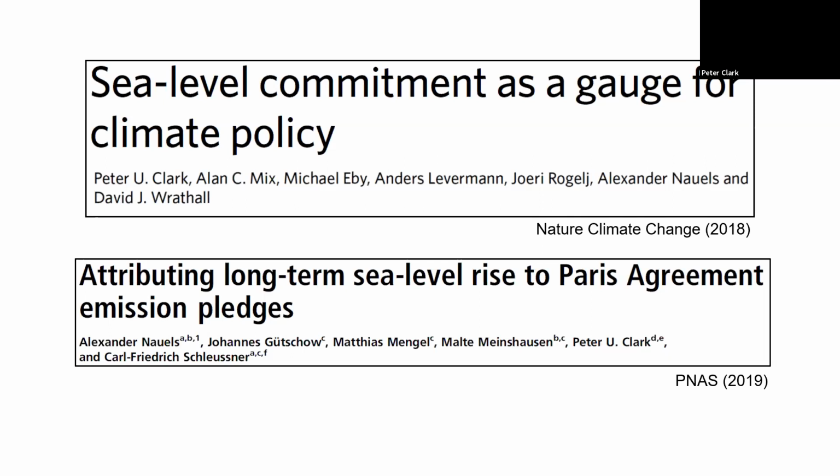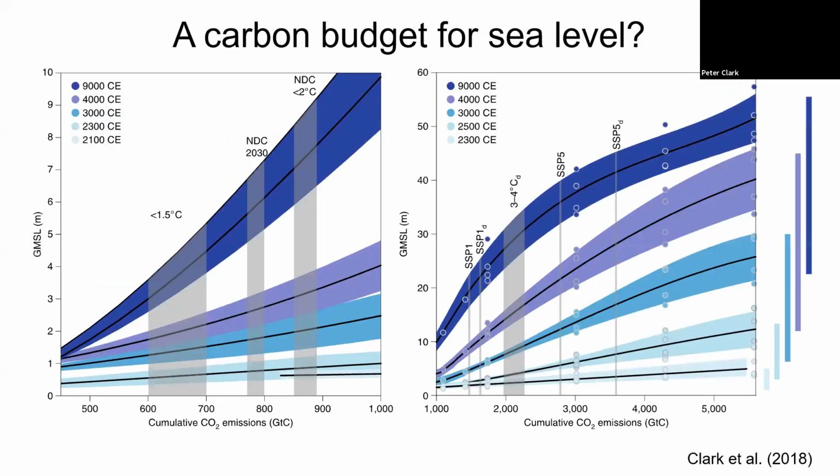But we just took the data we had from our 2016 paper and related it to global mean sea level change as a function of cumulative carbon emissions. The two panels here are exactly the same in terms of the axes, but there's a scale change. The one on the left shows sea level up to 10 meters and cumulative emissions up to 1,000 gigatons. The one on the right goes up to 60 meters, starting at 1,000 gigatons and running up to over 5,500 gigatons.